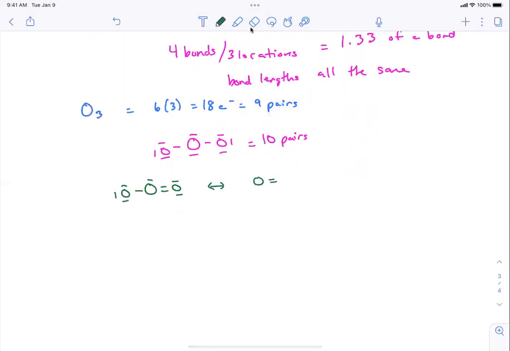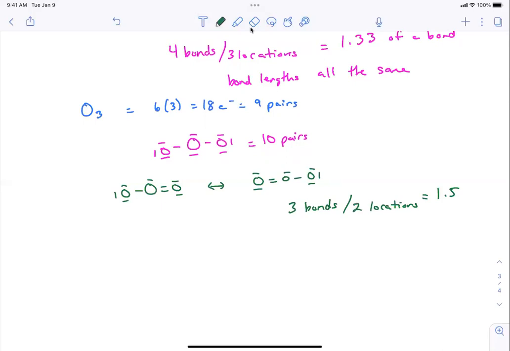and this way. And the bond order here would be what? 1.5, because it's 3 bonds per 2 locations. So this would be a 1.5 bond order. So yeah, just make sure you divide by the number of locations the bond can exist to help you figure out what the bond order is.